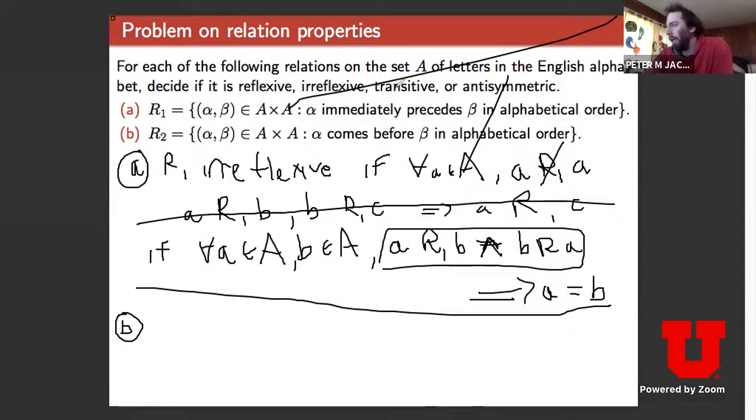Okay, part B, is it irreflexive? Okay, thank you, Andrew. So yes, it is irreflexive because no letter is related to itself, because no letter precedes itself. Right. Is it transitive?